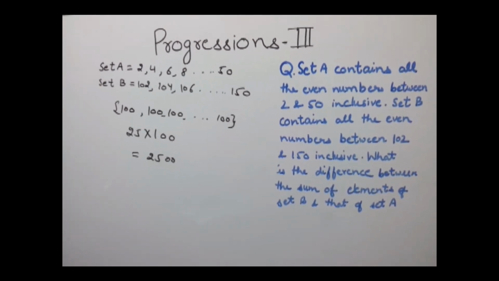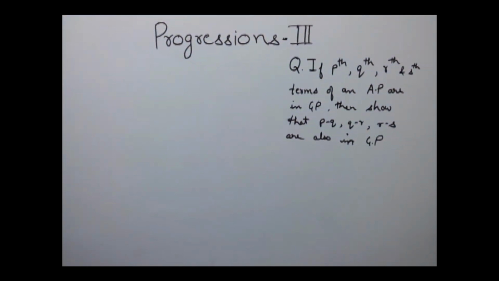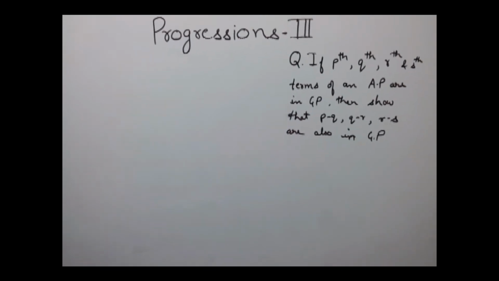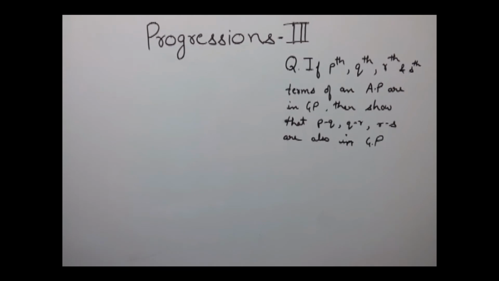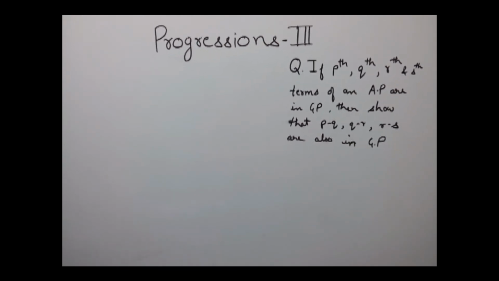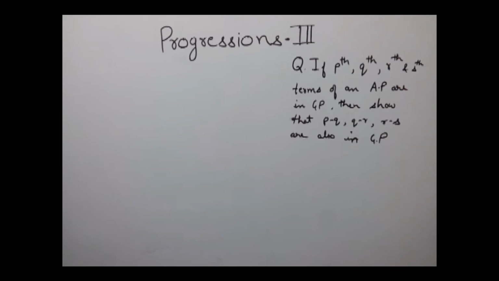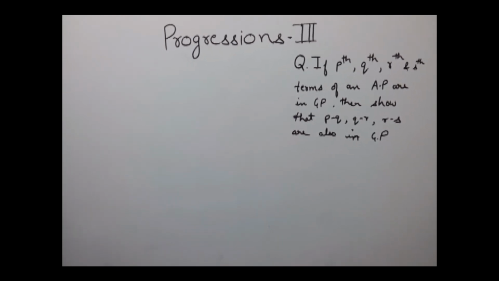Let's have another example. Our next example is: if pth, qth, rth and sth terms of an AP are in GP, then show that P minus Q, Q minus R, R minus S are also in GP.